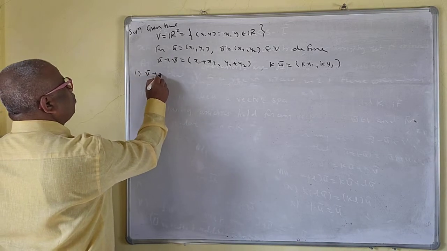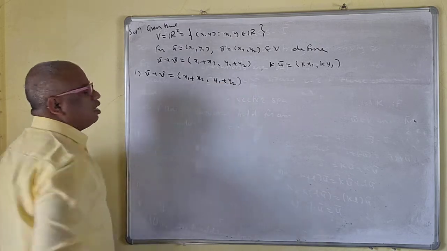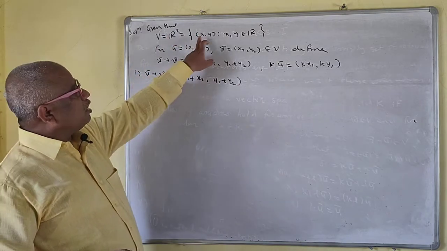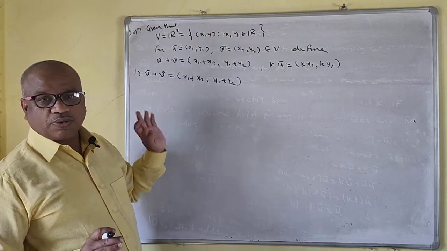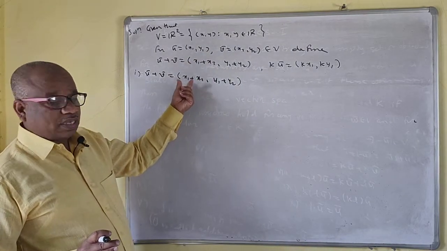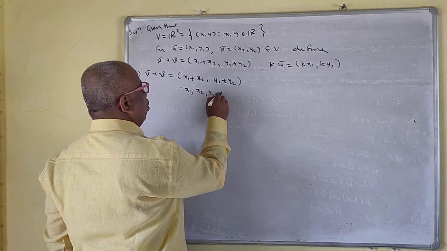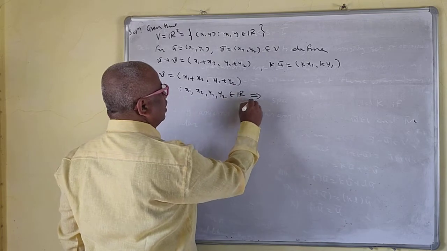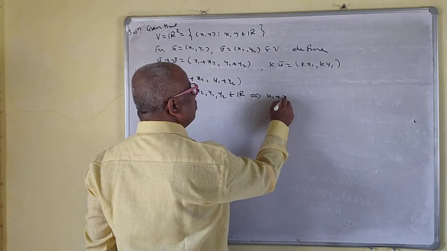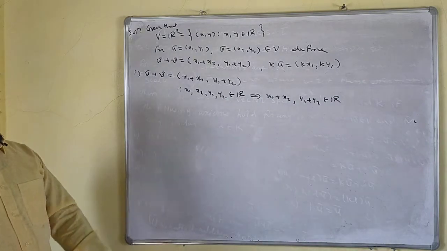So, number 1: u bar plus v bar is equal to (x1 plus x2, y1 plus y2). We have to check whether this vector is in V or not. The vectors in V have two components, and each component is a real number. Since x1, x2, y1, y2 belong to R, and the sum of two real numbers is a real number, x1 plus x2 and y1 plus y2 belong to R.